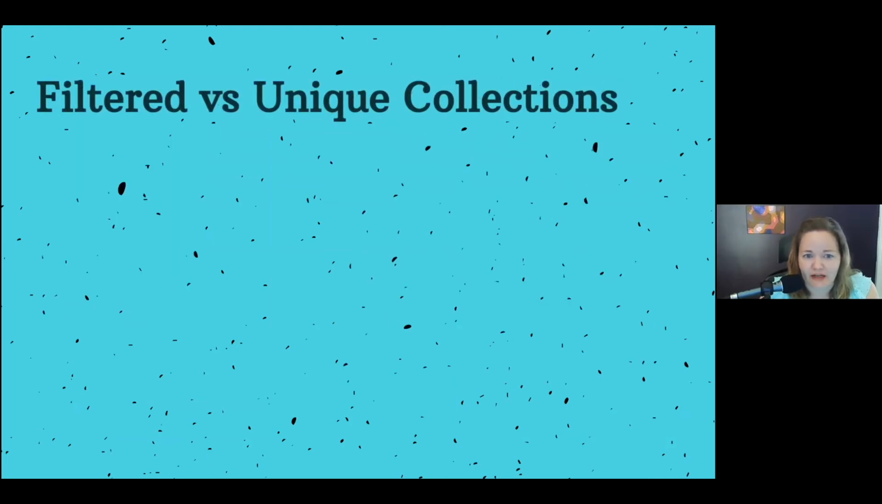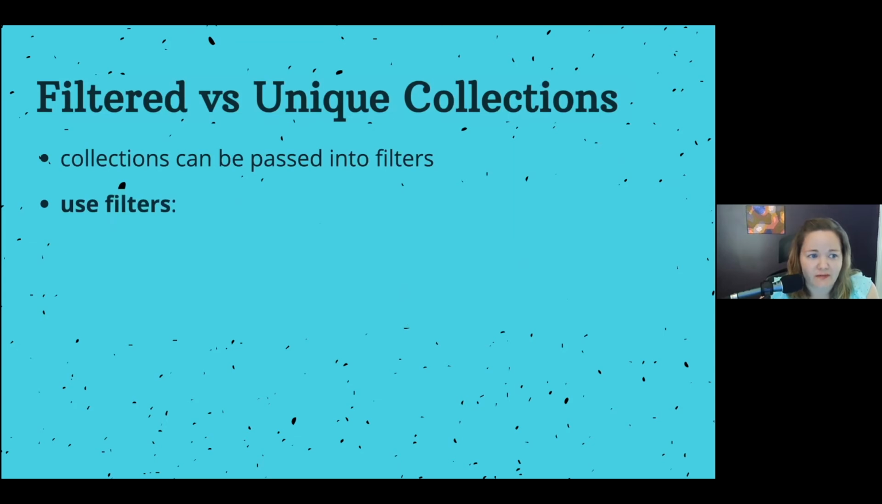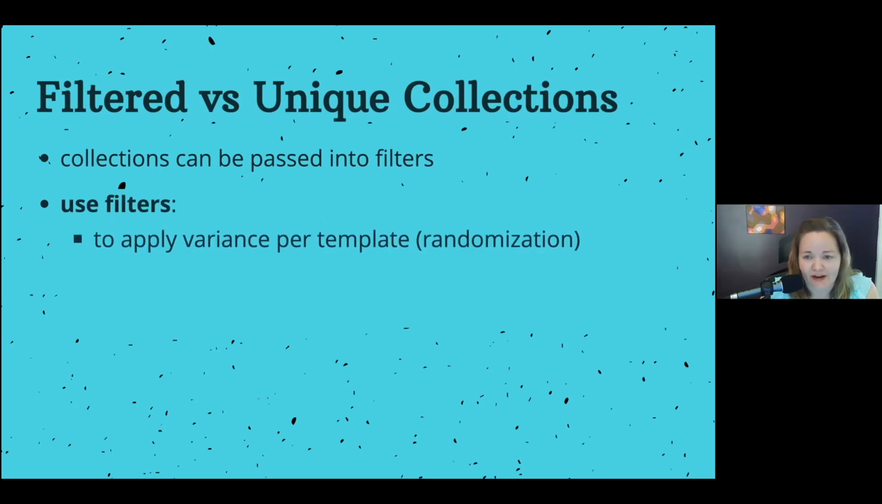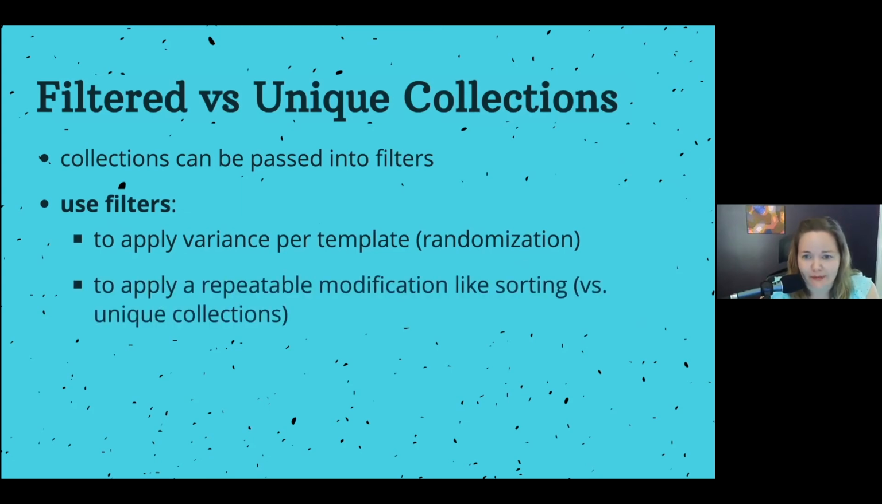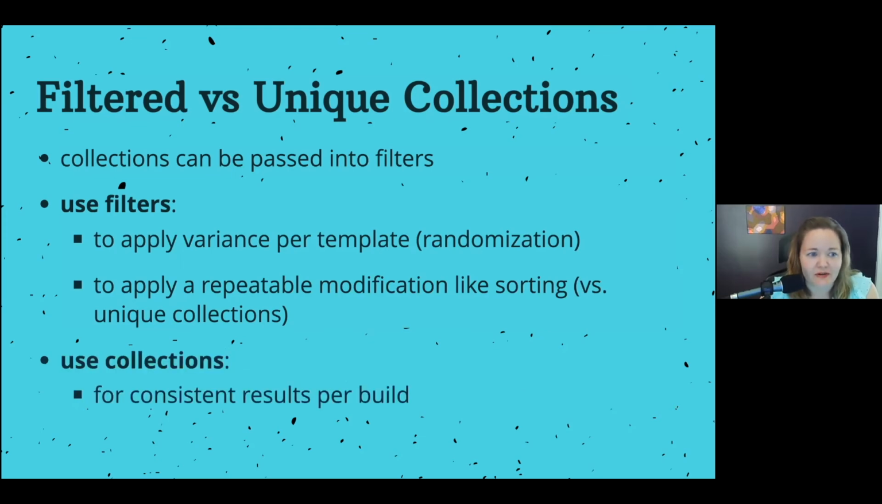Now, instead of creating entirely unique collections, there's an alternate way, which is to filter collections. And so here's some considerations to help you choose which method to use. Filters can be useful to apply variants per template, such as randomization, because those are going to be applied at that point in the build process, and they're not going to carry through across templates. You have the opportunity to get a different result. It's also useful to apply a repeatable modification like sorting. So if you have a particular date-based sorting, rather than creating entirely unique collections, you can run places where you're outputting that through a filter instead. So for collections, those are going to be best when you need consistent results per build, because they're created ahead of time and they're going to be the same results for accessing them throughout your templates.